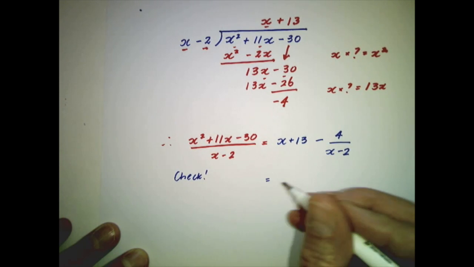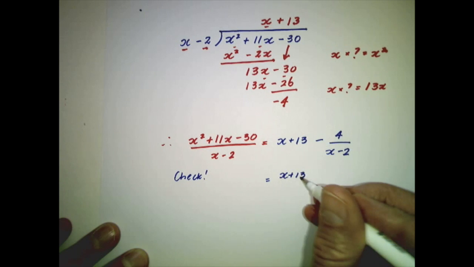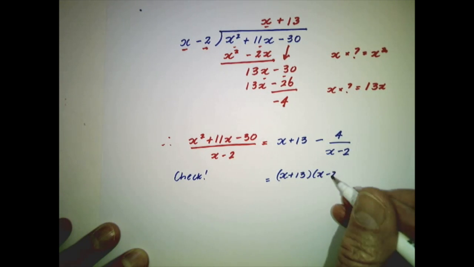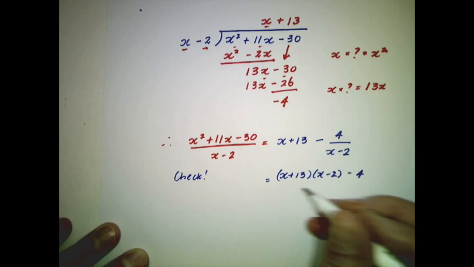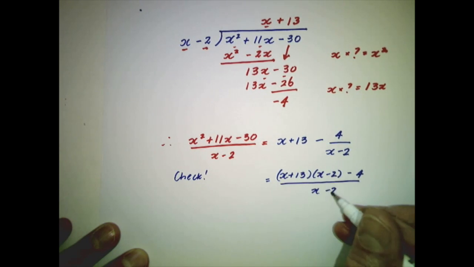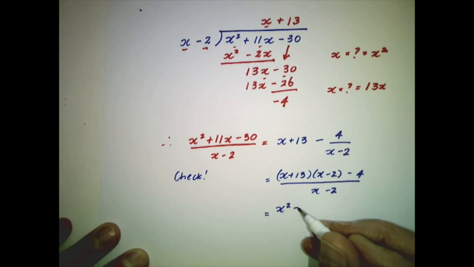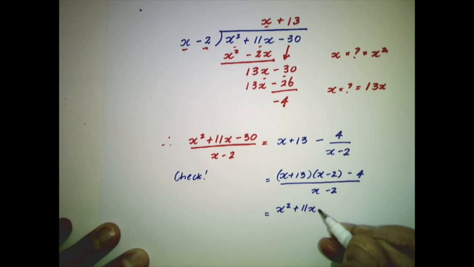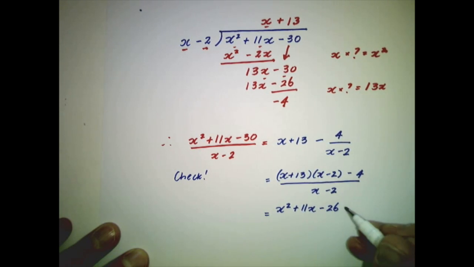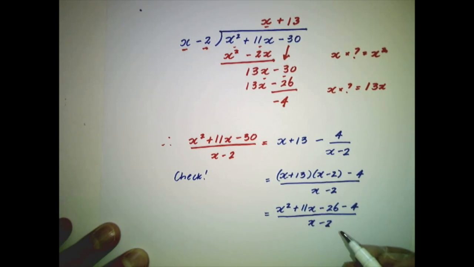So we're going to check this. If we rewrite this expression on the right-hand side with common denominators, we'll multiply the term on the left by x minus 2 so that everything is over a denominator of x minus 2. Then when we multiply that expression out, we get x squared after simplifying plus 11x and then minus 26, and then of course we've got the minus 4 left over, all over x minus 2, and that simplifies to x squared plus 11x minus 30 all over x minus 2, which takes us back to our original question.